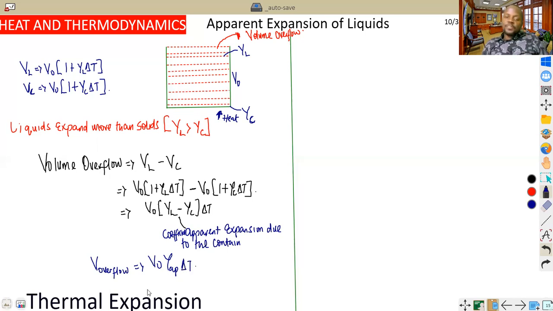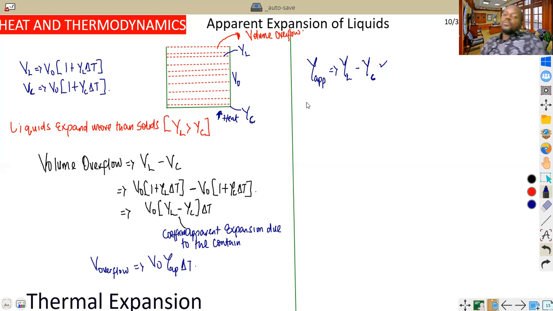So this particular expression that you have seen there, which we call gamma apparent, that is the coefficient of apparent expansion, is now equal to the coefficient of the liquid minus the coefficient of the container. The way we define the coefficient of apparent expansion is always the cubical coefficient of the liquid minus that of the container. This is the definition we give to apparent expansion, that is when the liquid expands more than the solid.